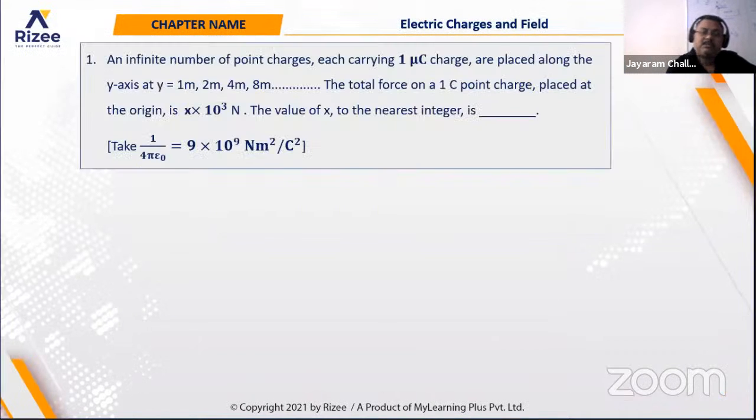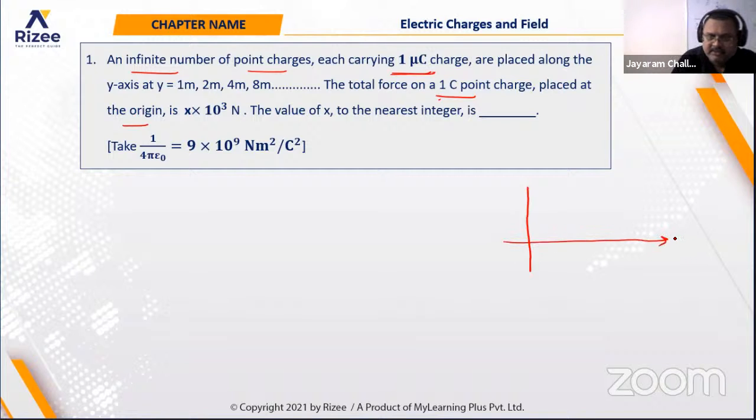Now, questions based on this. These questions are actually for you people to solve, so I'll go ahead with this one. Infinite number of point charges, each carrying 1 microcoulomb, are placed on the y-axis at 1, 2, 4, 8. The total force on the 1 coulomb point charge placed at the origin, what is it? For our convenience, I'm taking the y-axis along the horizontal direction. Let this be your y-axis.